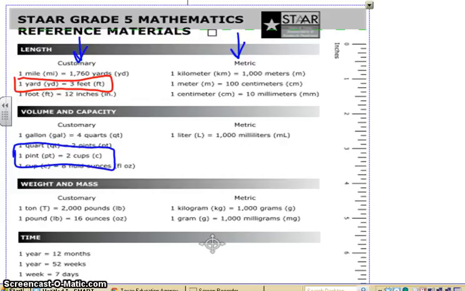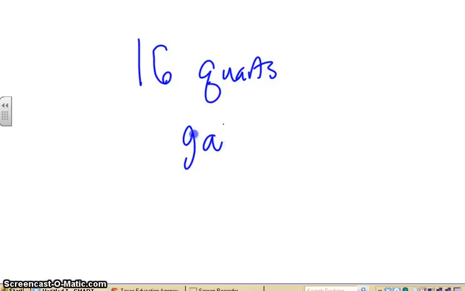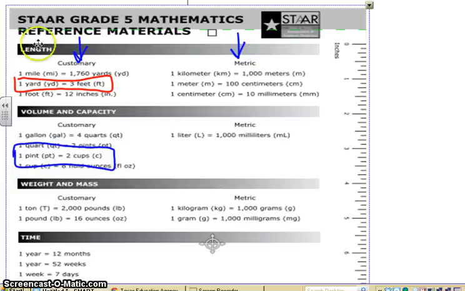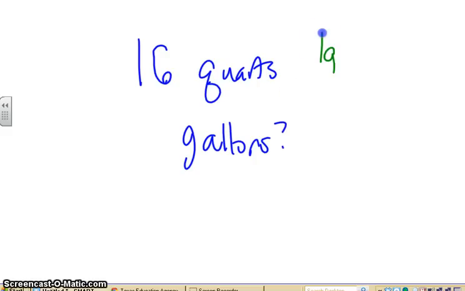Let's do one more. Let's do gallons and quarts. Let's say I have 16 quarts, and I want to know how many gallons that is. So I have to use my mathematics chart to identify that. So let me go find my mathematics chart where it says gallons and quarts, and I see that right here it says that 1 gallon equals 4 quarts. So I'm going to go ahead and write that down. 1 gallon equals 4 quarts.